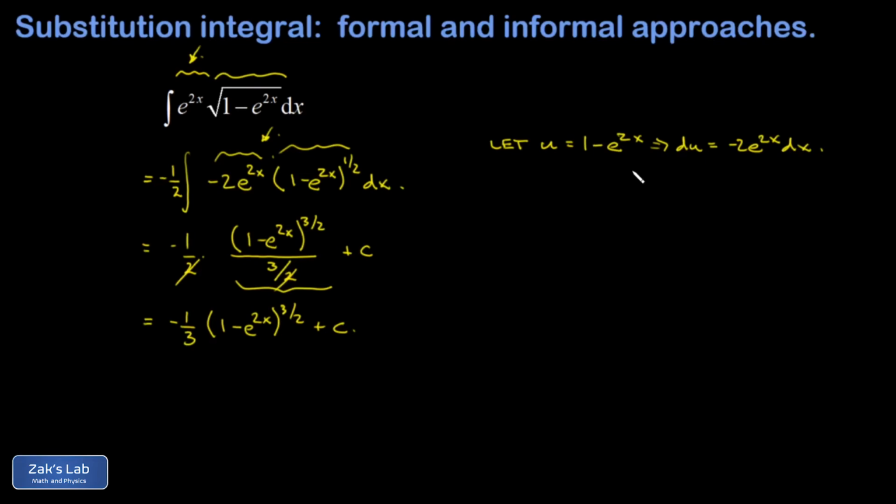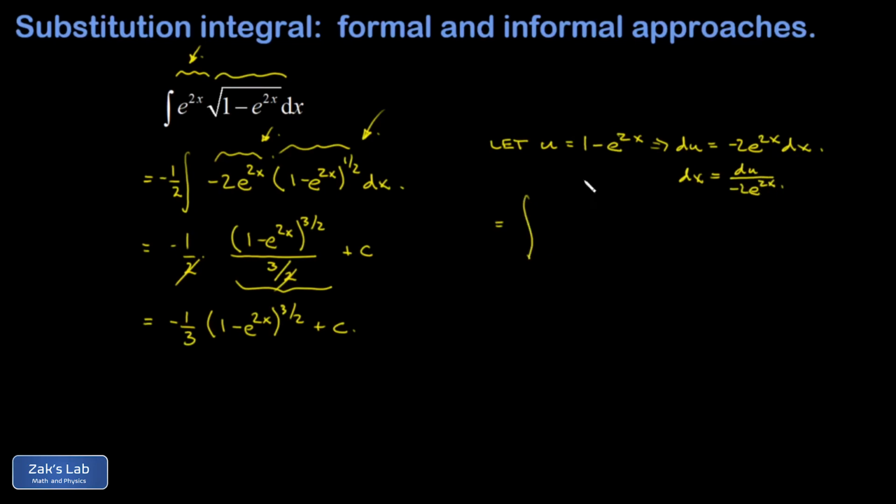I could construct du in the integrand by multiplying the interior by negative 2 and then multiplying by negative 1/2 out in front. But I've really already done that once, and so I want to show the other way to do it, and that's explicitly subbing in for dx. And so dx in this case is du over negative 2 e to the 2x. I know some students prefer to do it this way.